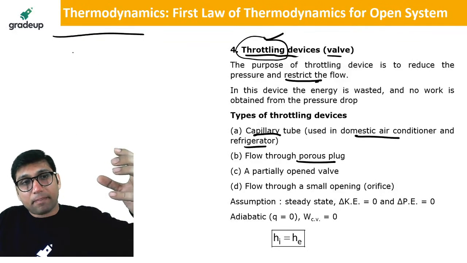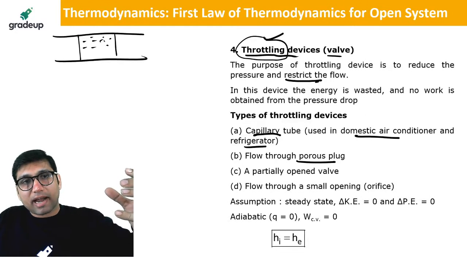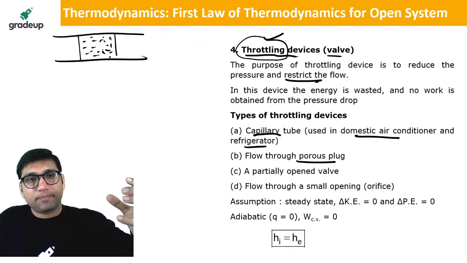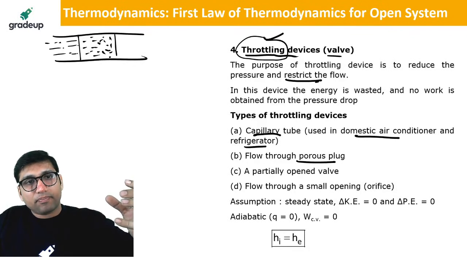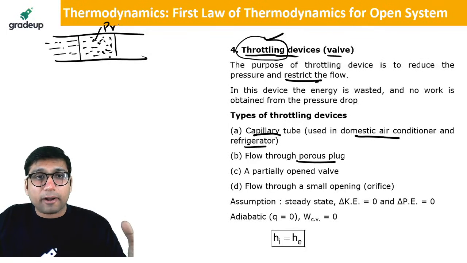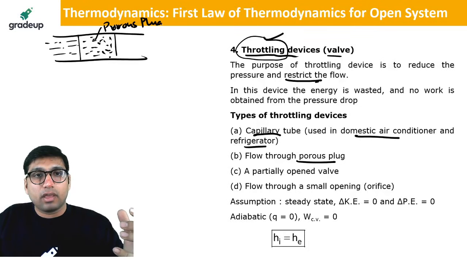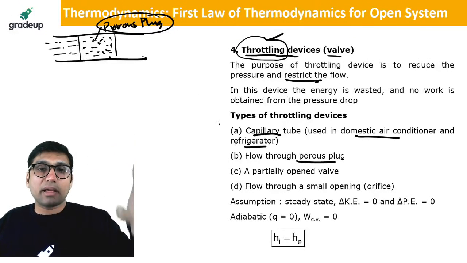Suppose there is a pipe and inside this pipe we are using a porous plug, which is some kind of granular solid particles. So when the fluid will be trying to flow inside this pipe, it will be obstructed or restricted by the presence of this porous plug, and because of that the pressure of the fluid will decrease. Okay, so this is the main purpose of the throttling. Throttling is used to decrease the pressure.